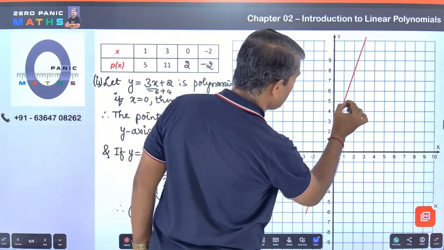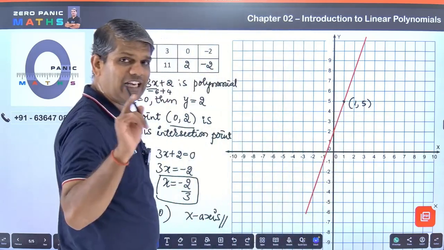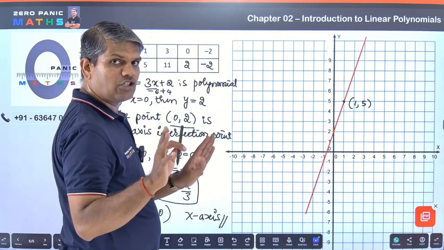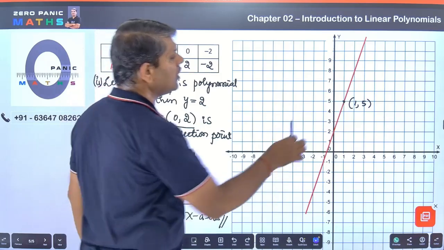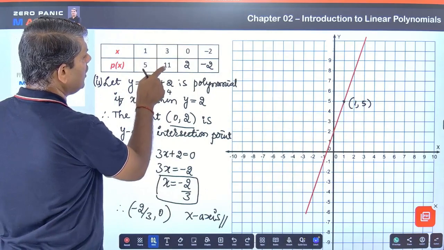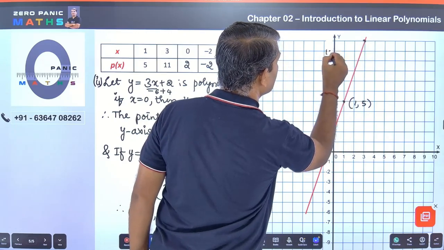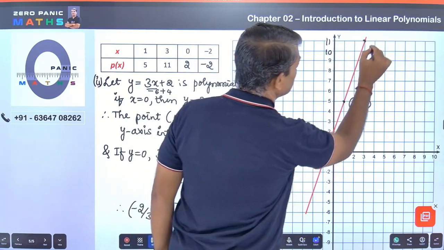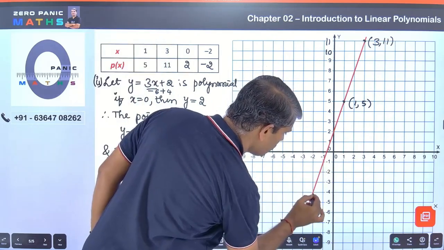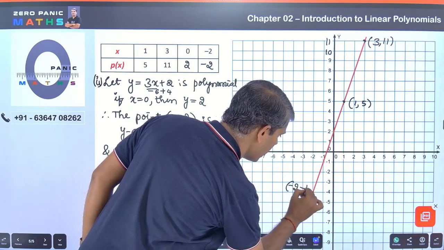The first point is 1, 5. Again I am reminding you that this is the line. For saving time I have already drawn it, but you have to draw it after you mark these coordinate points. Again and again I'm repeating this. Then 3, 11. So this is 3, and here 10 and 11 are the values, so it is the point 3, 11. For minus 2, it is the point minus 2, minus 4.